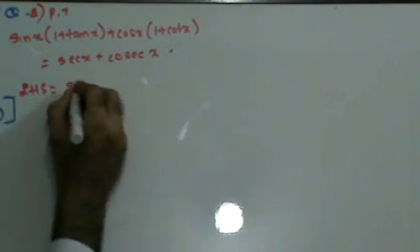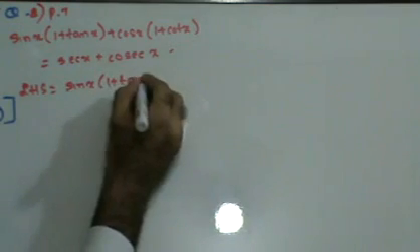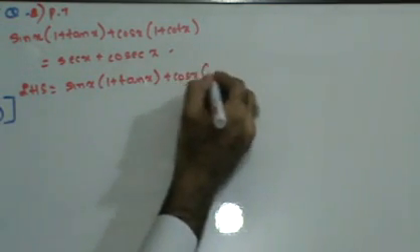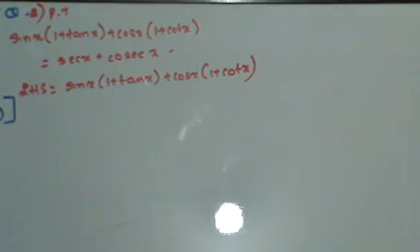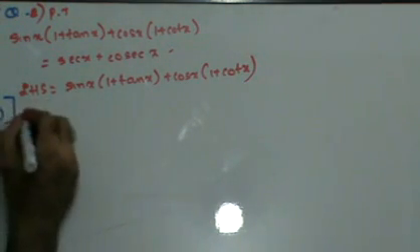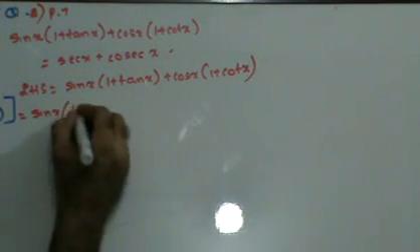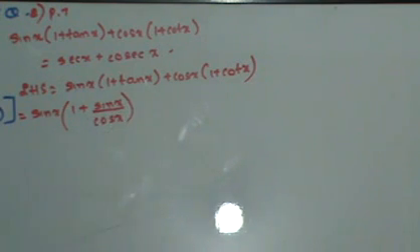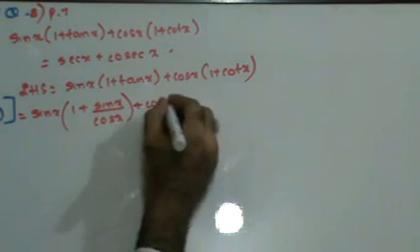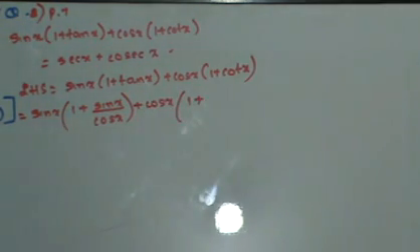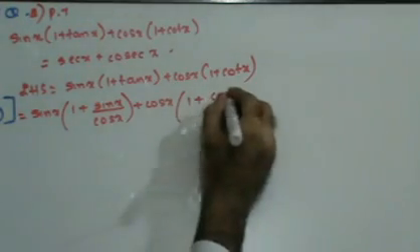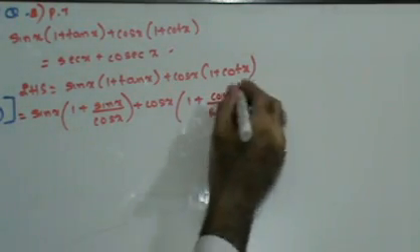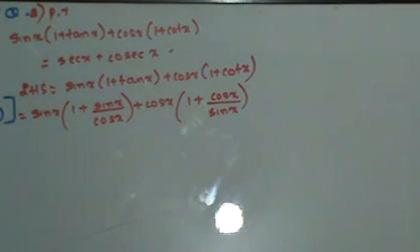LHS: sin x (1 plus tan x) plus cos x (1 plus cot x). Guys, can you please pay attention? This can be written as sin x (1 plus tan x), where tan x can be written as sin x upon cos x, plus cos x (1 plus cot x), where cot x can be written as cos x upon sin x. Right? I just substituted tan as sin upon cos and cot as cos upon sin. Basic formula, guys.